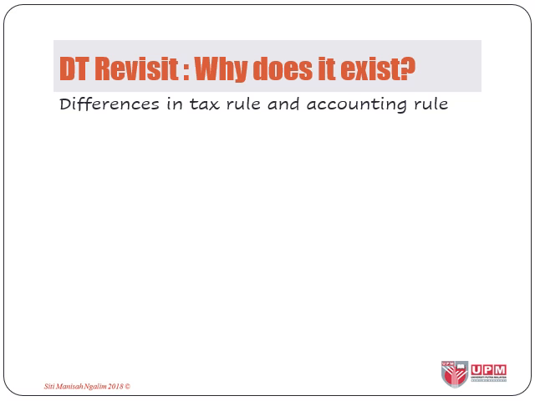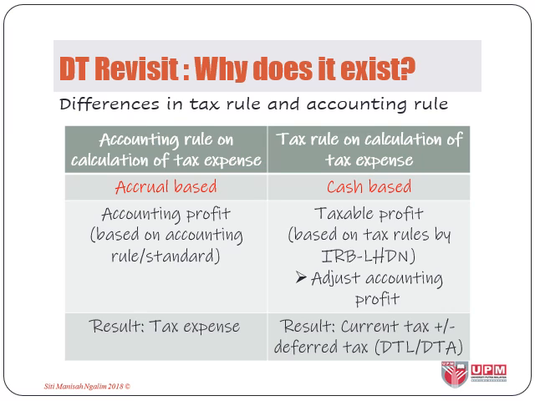We also know that deferred tax exists due to differences in tax rule and accounting rule, which creates the temporary differences in payment of tax. We know that accounting applies accrual basis, while for calculating tax expense, the IRB or LHDN uses cash basis instead. In the end, for accounting, we end up with accounting profit in income statement, but for tax purposes, we need to take a step further to determine taxable profit instead.